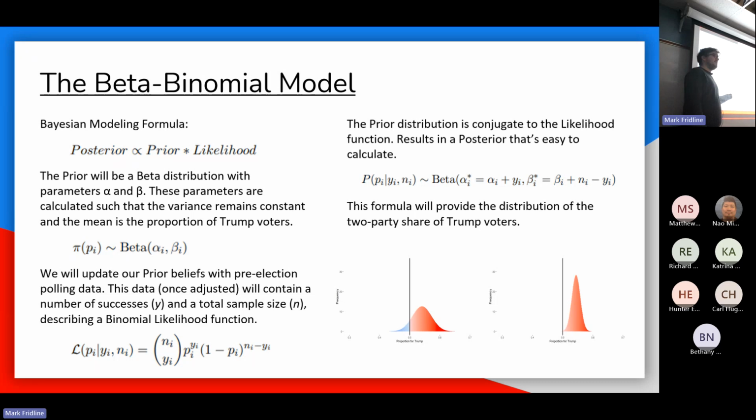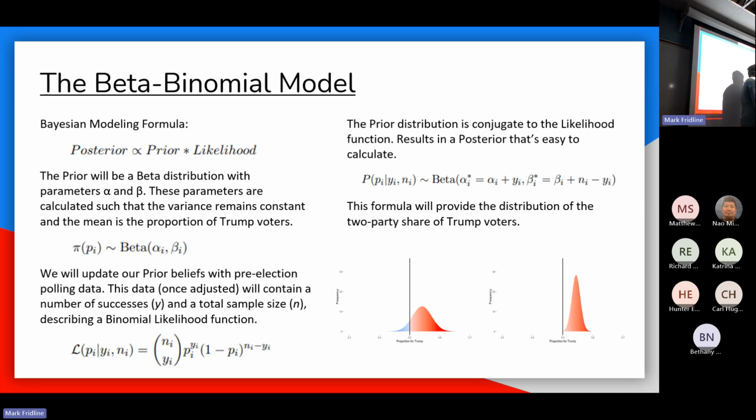Also, I'm not adjusting polling data. I'm just taking it and removing the other candidates, which I'll get to in a moment. So then, since this prior distribution is conjugate to the likelihood function, this results in a posterior that's super easy to calculate. It just follows another beta distribution with updated parameters, alpha plus y, and then beta plus sample size minus number of successes. And again, that's all sub i because we're doing it for every state. So then this formula will provide the distribution of the two-party share of Trump voters.